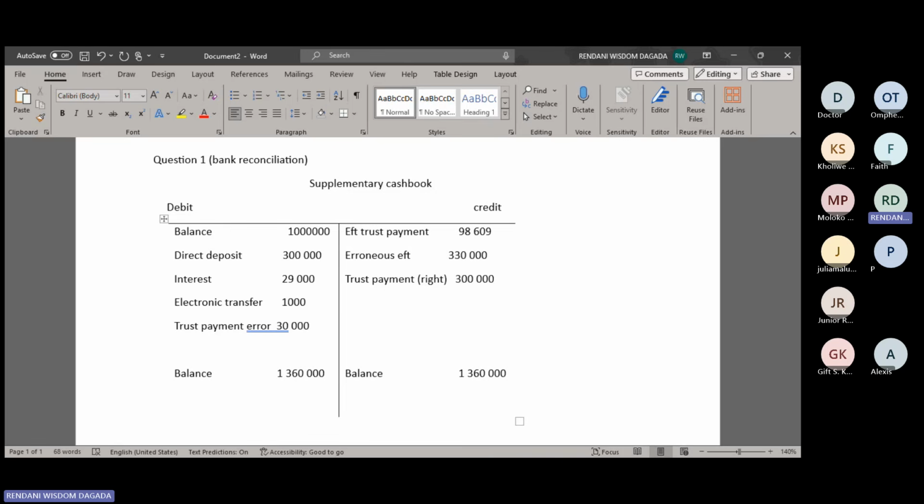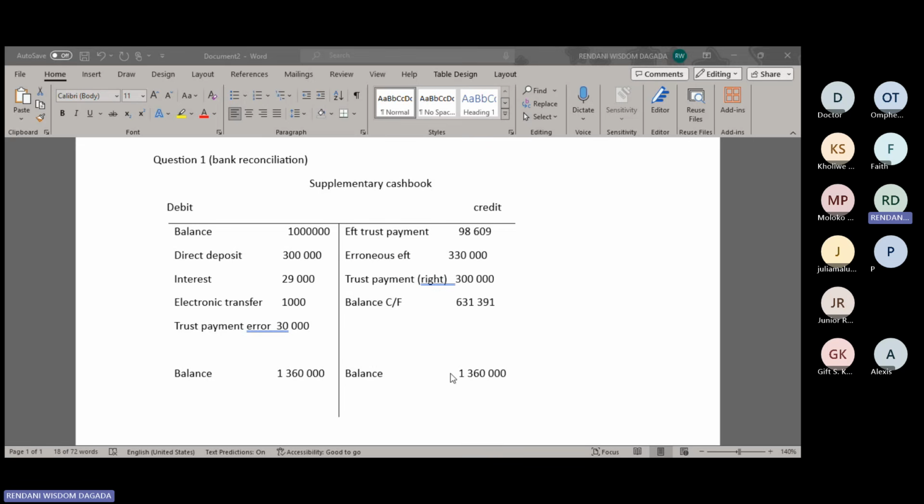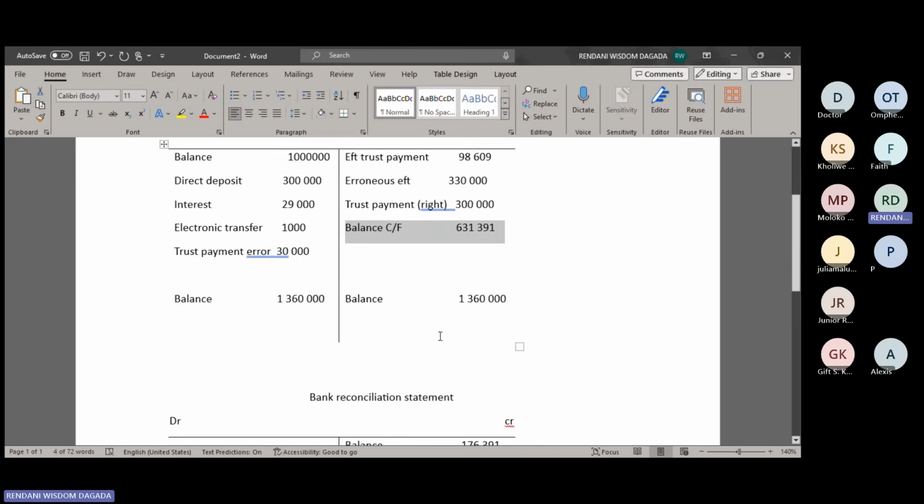What do you call this amount? This amount, you're going to call the balance CF. It's balance carried forward. The balance carried forward makes sure that all the amounts are equal, because now when you add all these four amounts, they're going to give you this 1.6 million, 1.3 million. This one is called the balance carried forward for a good reason. You will see the reason.